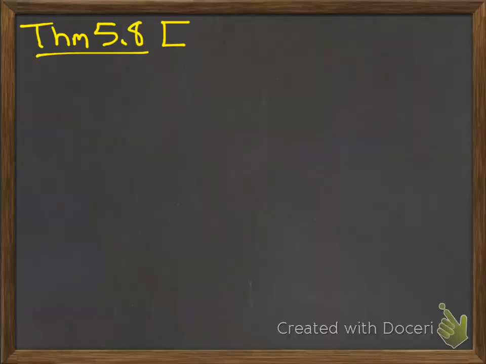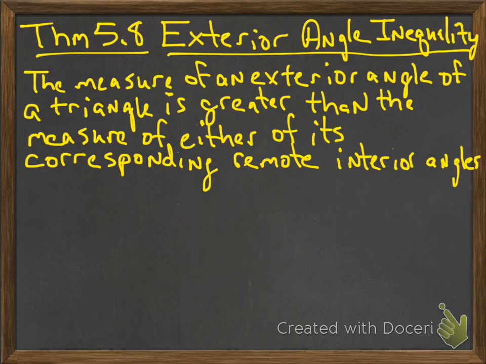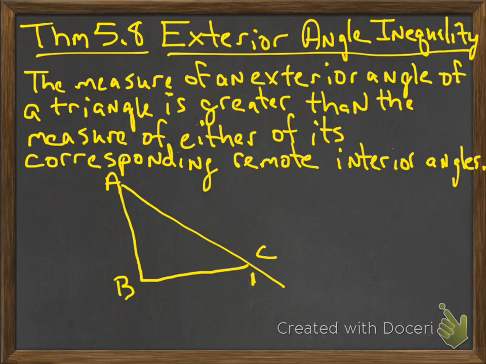All right, so what does Theorem 5.8 say? Theorem 5.8 says, and we're going to back this up a bit. The measure of an exterior angle of a triangle is greater than the measure of either of its corresponding remote interior angles. Okay, so this comes back to this, and this is something y'all kind of seem to have missed.